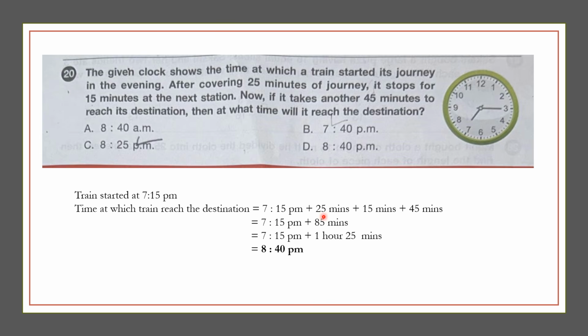So 25 plus 15 plus 45 minutes, the total is 85 minutes, which we can write as 1 hour 25 minutes. So 1 hour added to 7 is 8, and 15 minutes plus 25 minutes is 40. So the time will be 8:40 p.m. So our answer is option D.